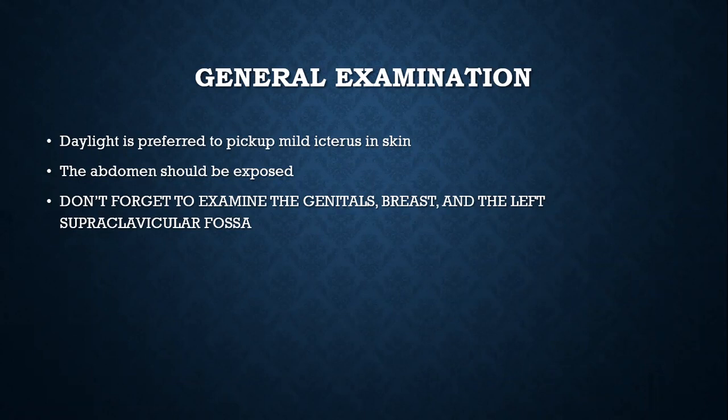The abdomen should be exposed completely from the xiphisternum to the groin. Groin should be exposed. And never forget to examine the genitals, the breast, and the left supraclavicular fossa. We all know the 9 regions of the abdomen. The genitals are called the 10th region of the abdomen, and the left supraclavicular fossa is the 11th region of the abdomen. So never close an examination of the abdomen without examining these things.